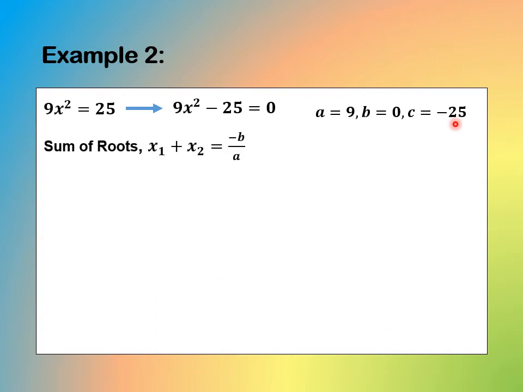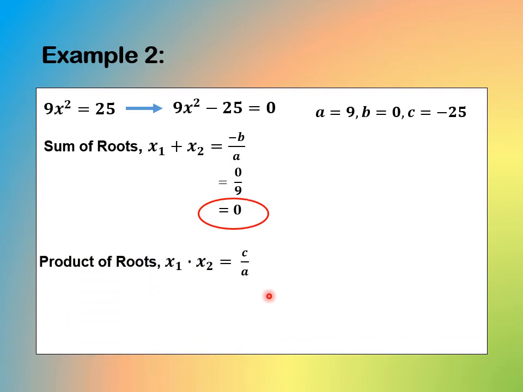Okay, so, sum of roots. So, again, we have the formula negative B over A. So, ang B natin is 0. So, 0 over ang A natin na 9. So, 0 divided by 9, that is equal to 0.